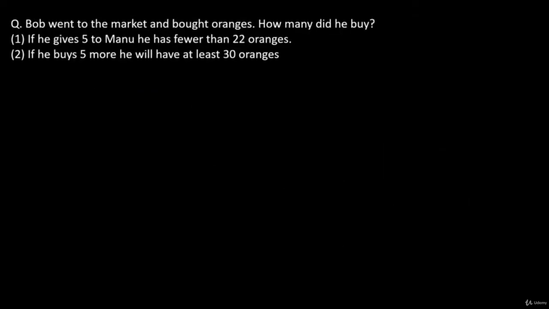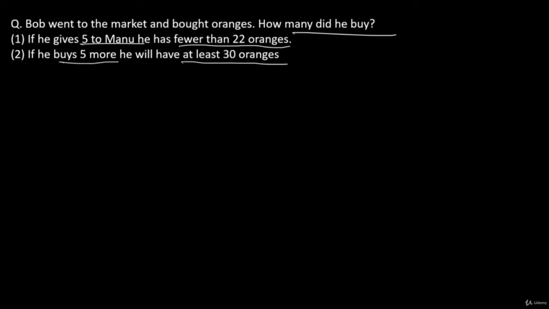Let's do this question. Bob went to the market and bought oranges. How many did he buy? Statement 1 says if he gives 5 to Manu, he has fewer than 22 oranges. Statement 2 says if he buys 5 more, he will have at least 30 oranges. Pause the video, give it a try, and then let's do it together.